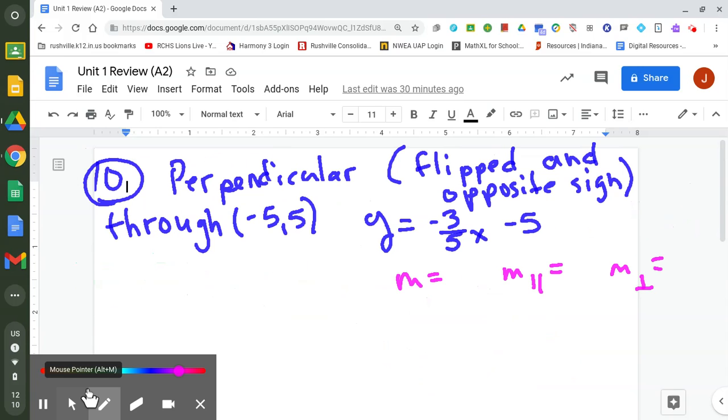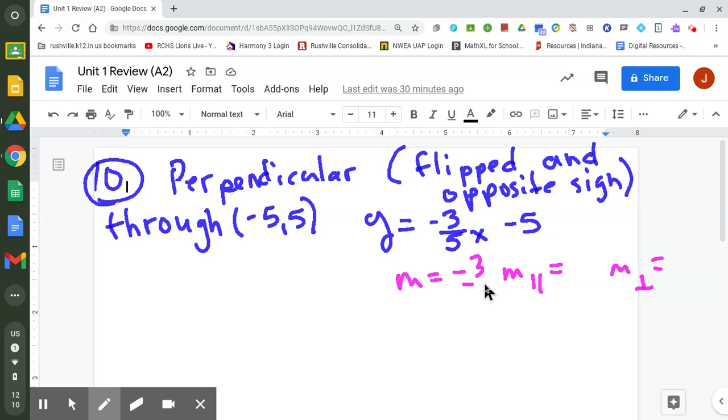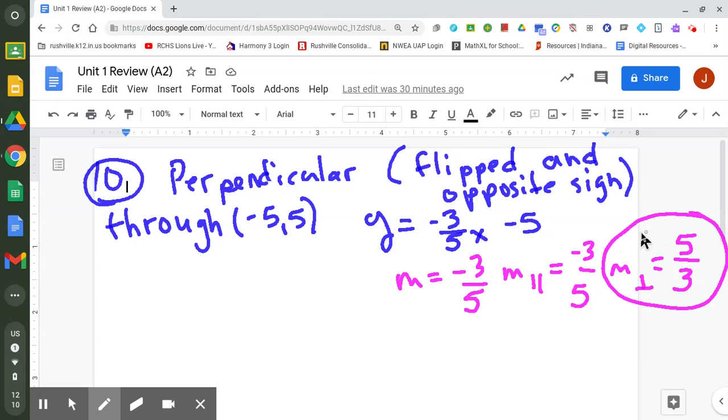So number 10, you are asked to write an equation of the line through a point and is perpendicular to the equation. So we start by finding the slope, which is -3/5. The parallel slope would also be -3/5. And then the perpendicular slope is flipped over, so 5/3. And then we take the opposite sign of negative, which would be positive. So our perpendicular slope is +5/3.